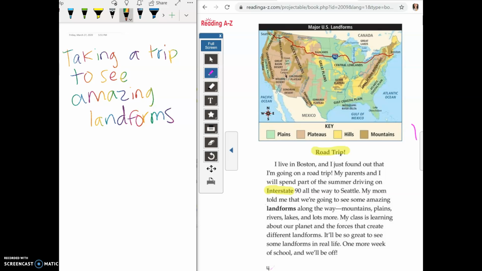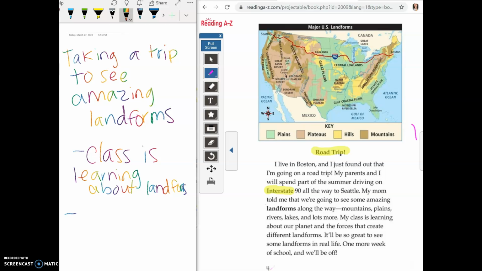Next, I'm going to identify the details that support this main idea. So, let's see. My class is learning about our planet and the forces that create different landforms. That's a detail because it's telling me that they're learning about landforms. So the class is learning about landforms, right? That's my first clue that we're going to be taking a trip.